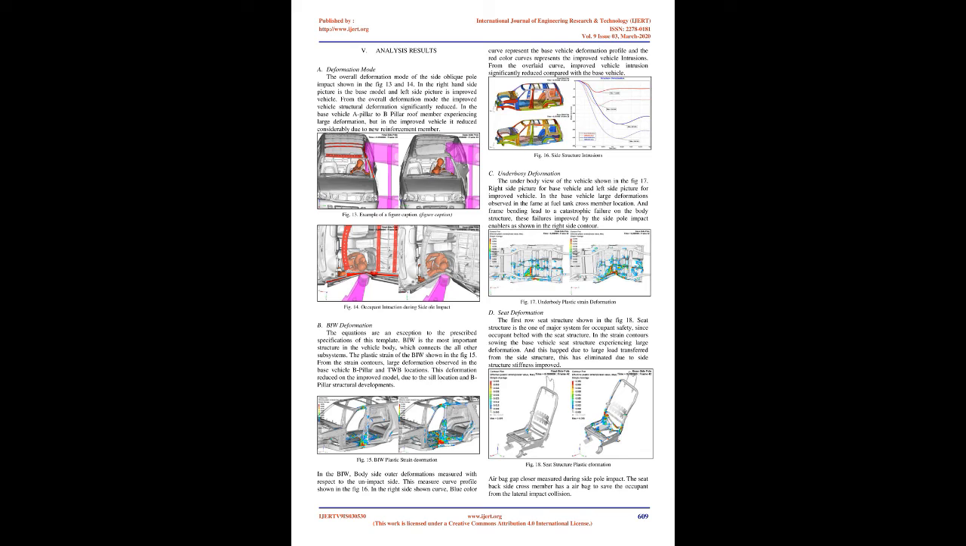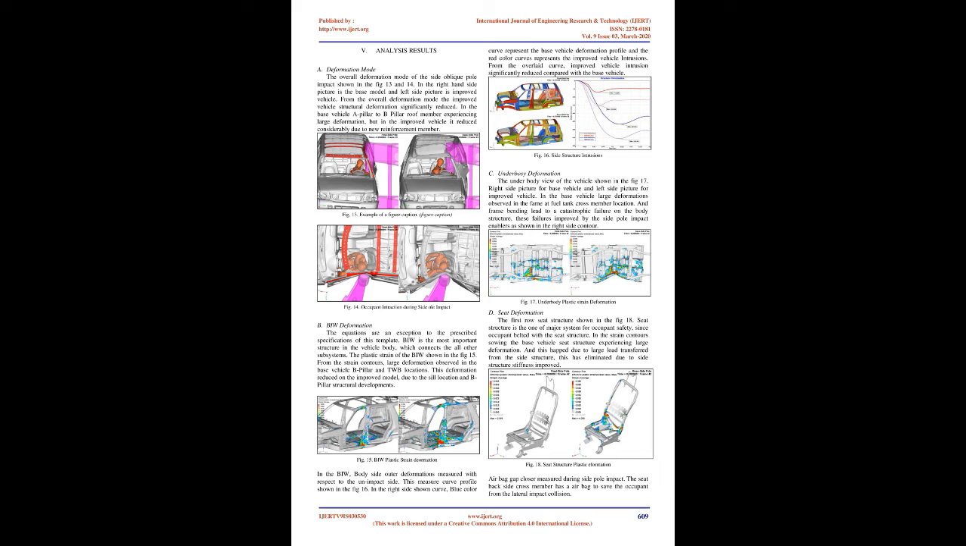BIW deformation. BIW is the most important structure in the vehicle body, which connects all the other subsystems. The plastic strain of the BIW is shown in Fig 15. From the strain contours, large deformation is observed in the base vehicle B-pillar and TWB locations. This deformation is reduced on the improved model, due to the sill location and B-pillar structural developments.